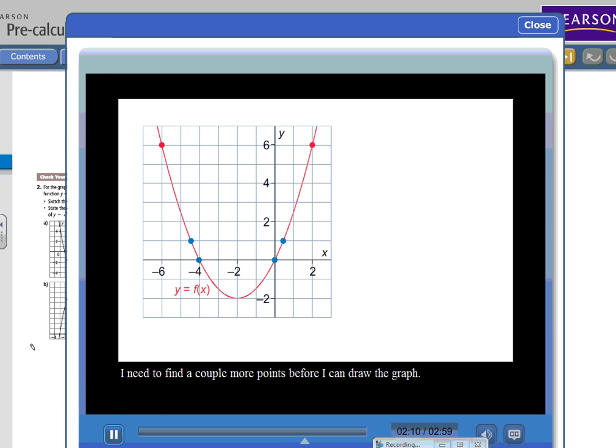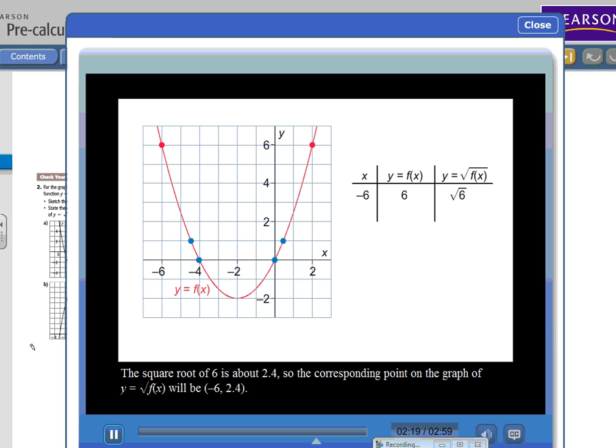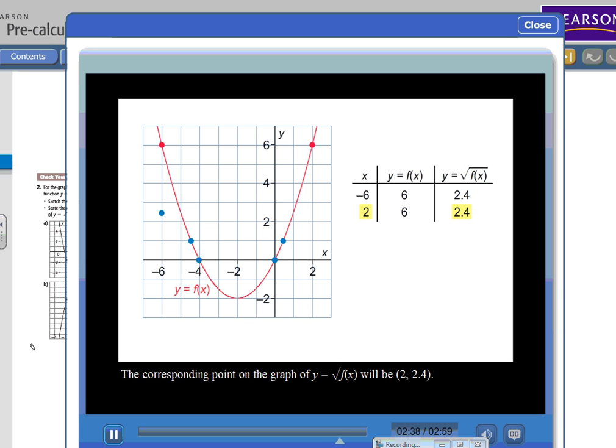I need to find a couple more points before I can draw the graph. This point has coordinates x equals negative 6 and y equals 6. The square root of 6 is about 2.4, so the corresponding point on the graph of y equals root f(x) will be (-6, 2.4). This point is (2, 6). The corresponding point on the graph of y equals root f(x) will be (2, 2.4). Now I can join the points with two smooth curves to draw the graph.